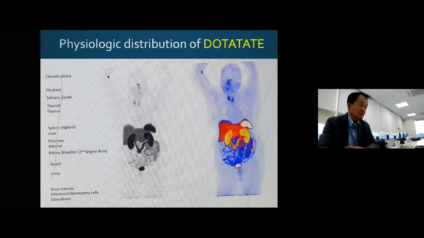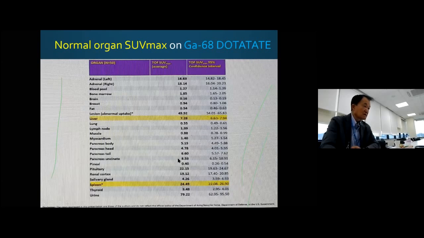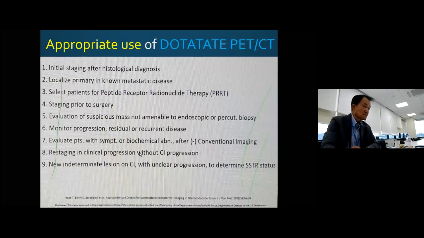Okay, so with this DOTATATE, you can see again very increased activity in the spleen and kidneys. Normally you also see a little bit of activity in the thyroid and some in the intestinal tract and urinary tract as well. So that's the normal organ distribution.